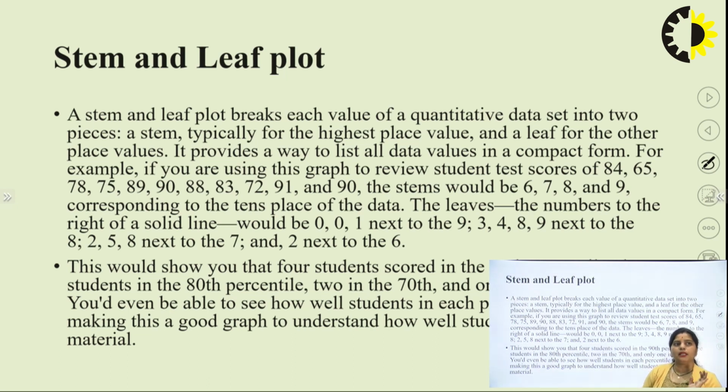But what the stem and leaf plot does is distribute the scores of the students into the leaf and stem plot, differentiating between these two, and after that we can easily view how many students are scoring in the 90th percentile, how many in the 80th percentile, how many come under the 70th percentile, and how many under the 60th percentile. So basically, this graph is good for understanding how well the students are performing over the different categories.